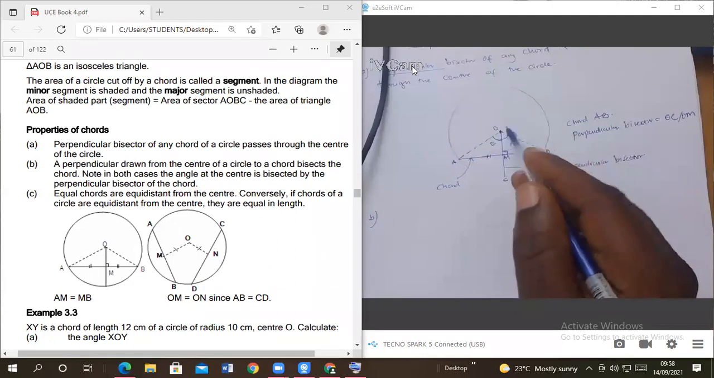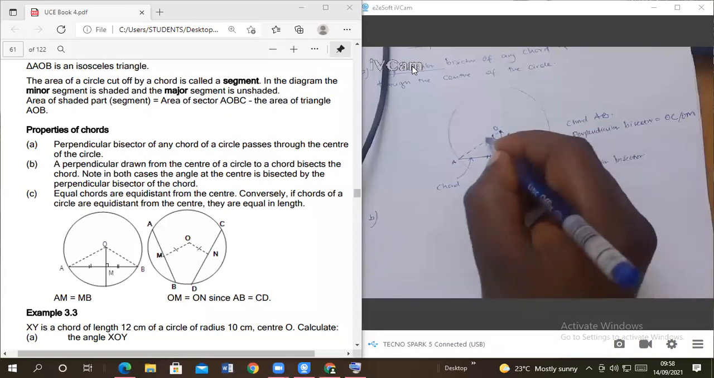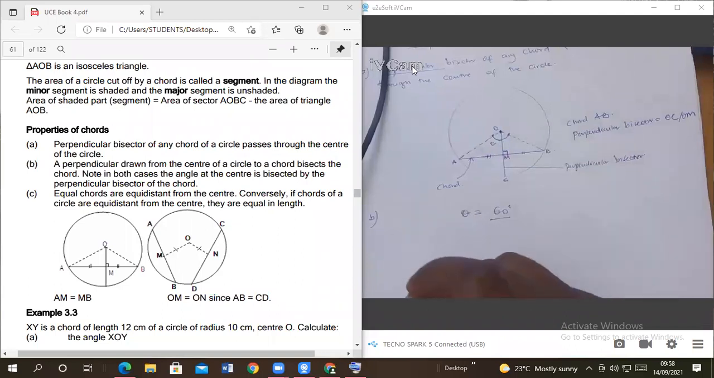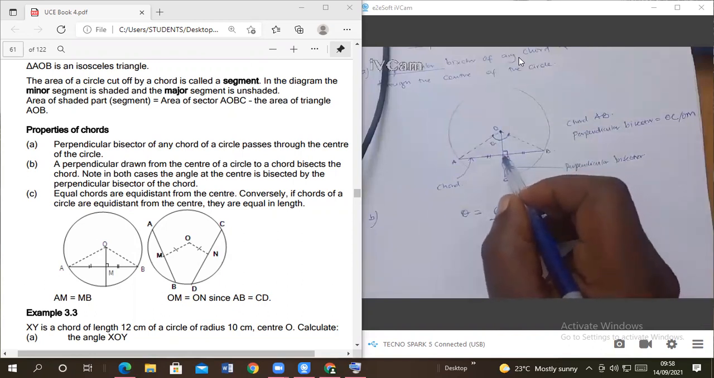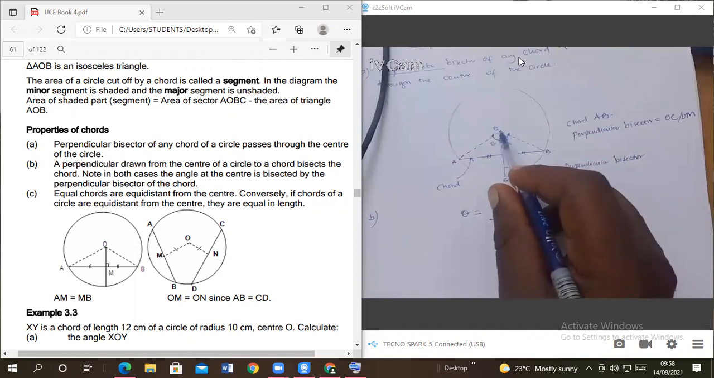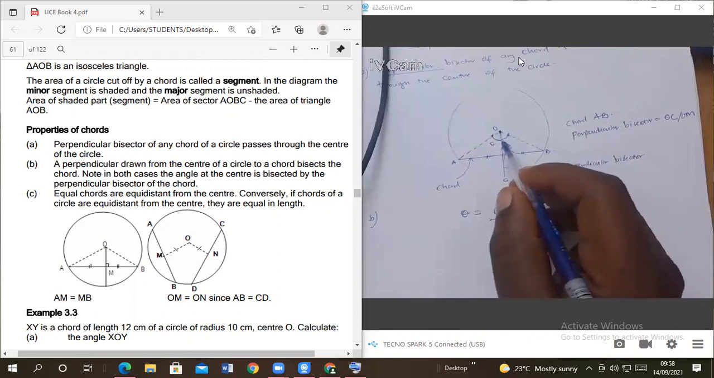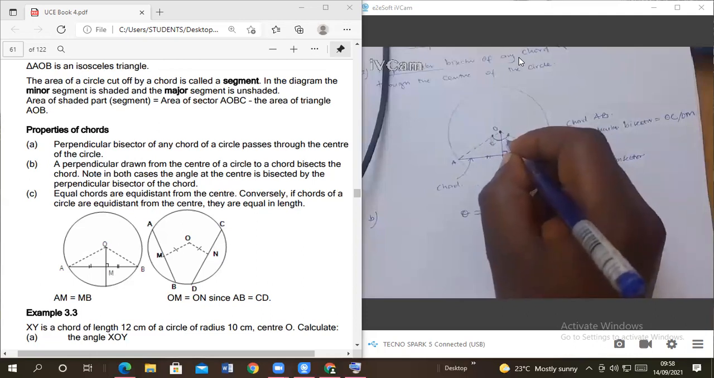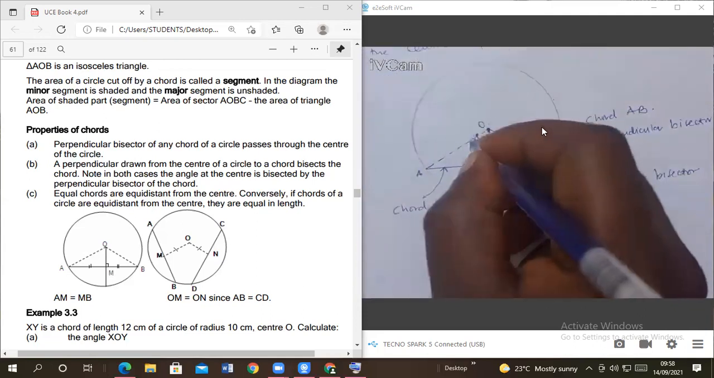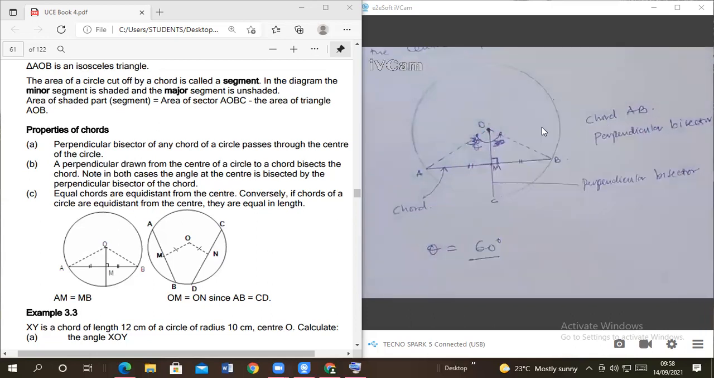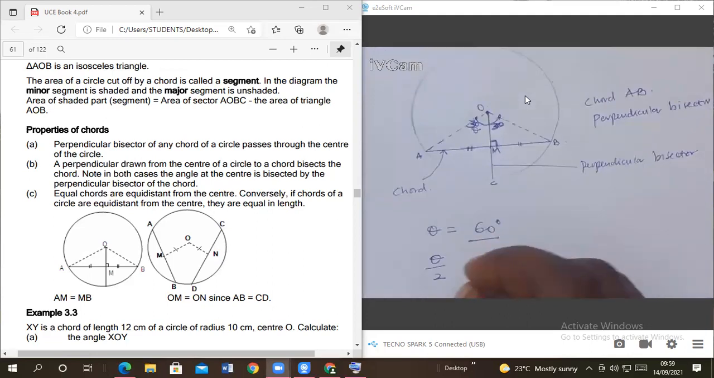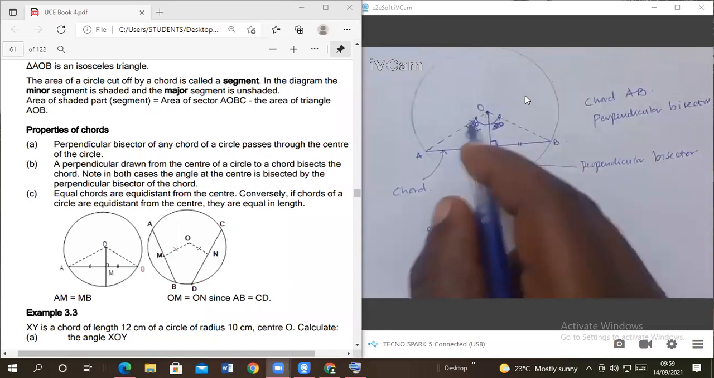What do they mean? They mean that if this angle from here up to this point here, if this angle theta was equal to 60 degrees, are we together? Then if we draw a perpendicular bisector, bisecting the chord into two, that perpendicular bisector also bisects the angle into two. So it means that here we will have 30, and also here we will have what? 30 degrees. Members, are we together? Yes. So we would have 30 degrees there, and this other side would have 30 degrees.